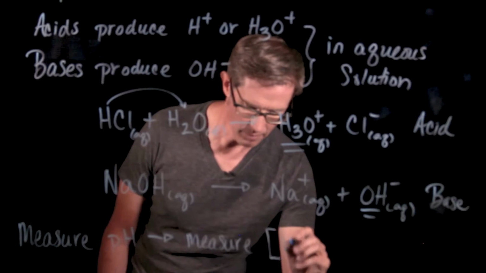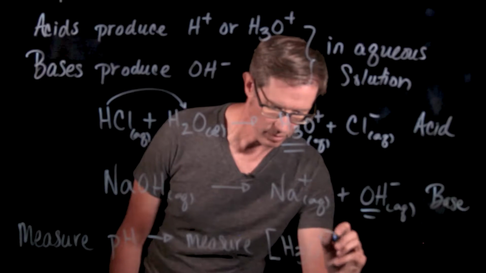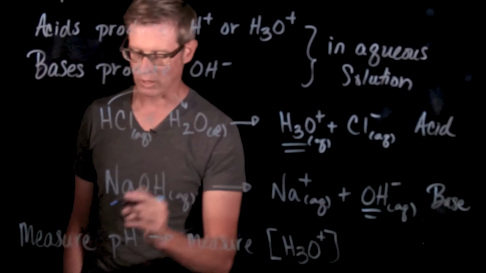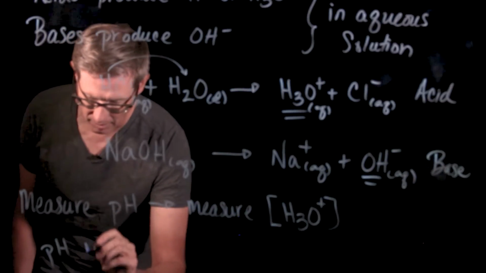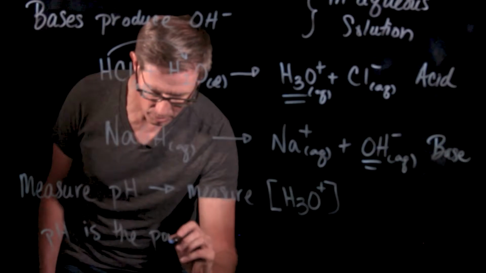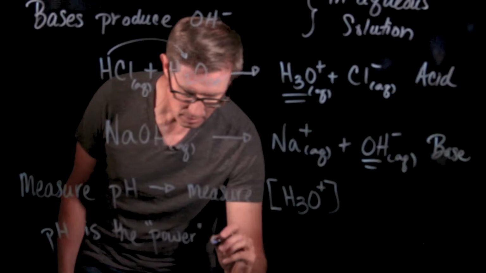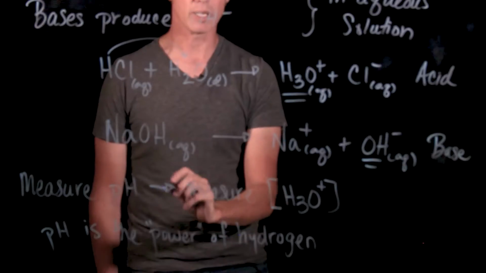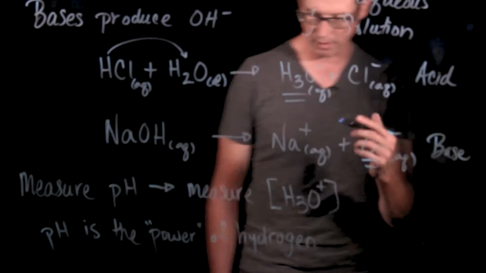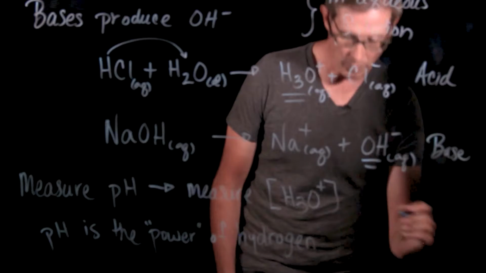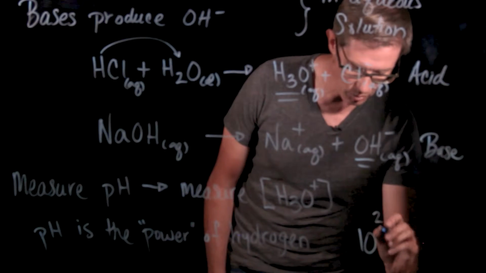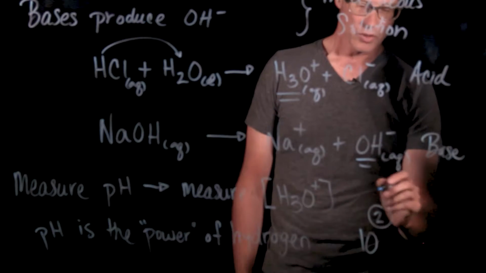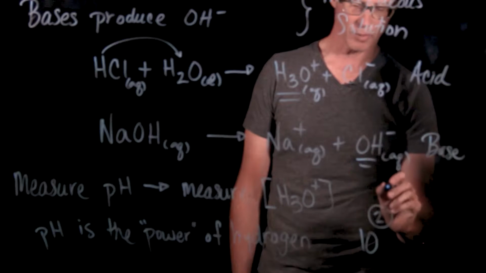The concentration of H3O plus, where the brackets designate a shorthand notation for concentration. Now, if you recall, pH is the power of hydrogen. And that power is a mathematical power. Unfortunately, it's not a superpower. So if I have something like 10 to the 2, this guy up here is 10 raised to the 2nd power. That's the power we're talking about, this mathematical operation.